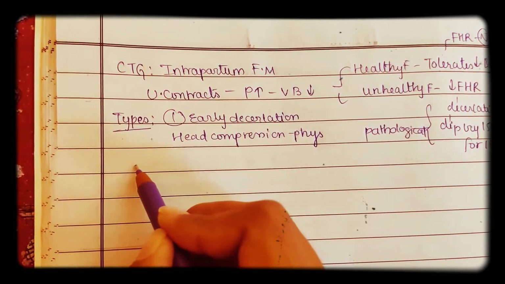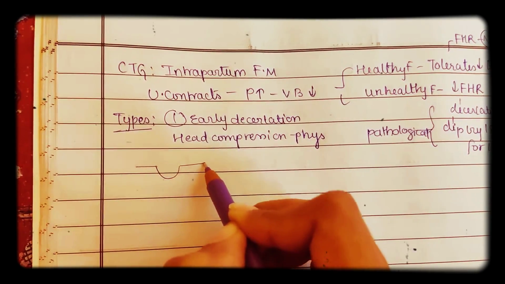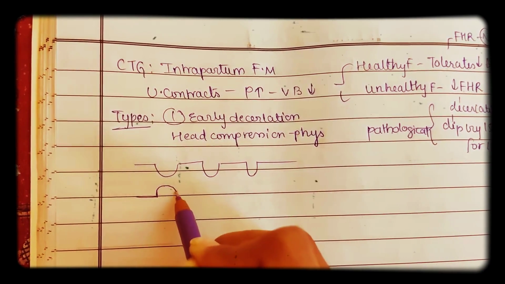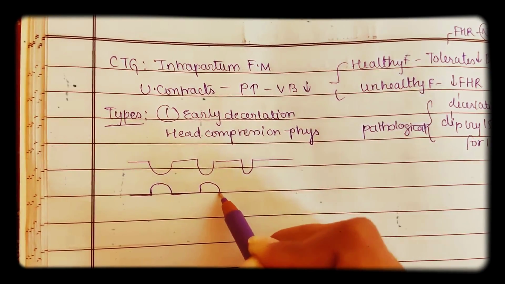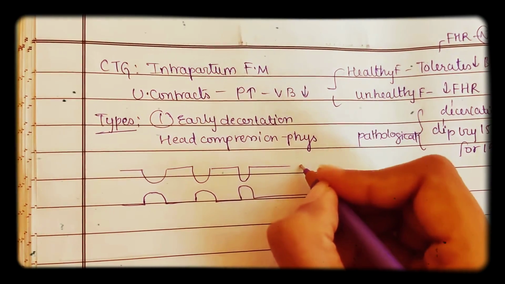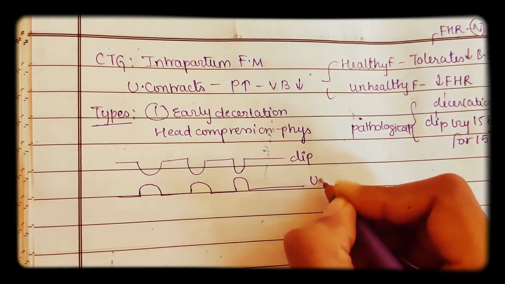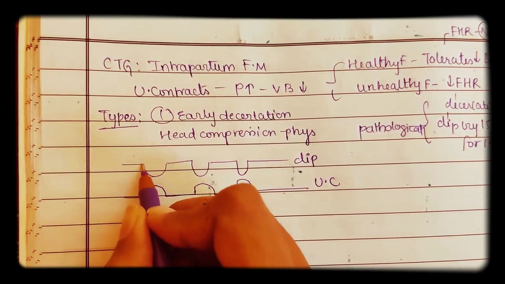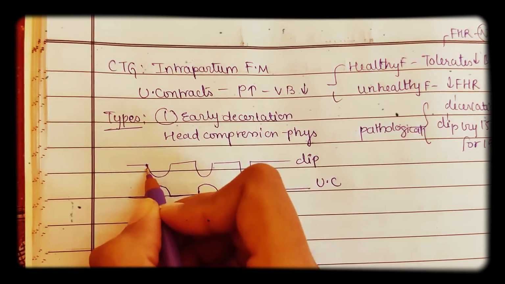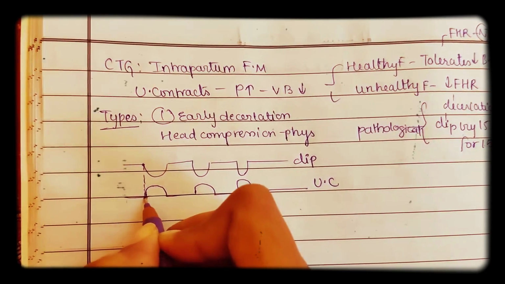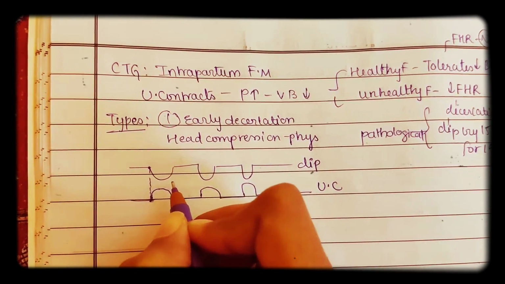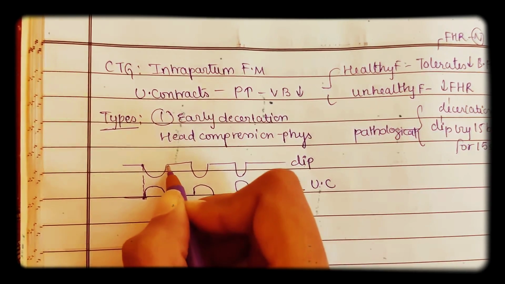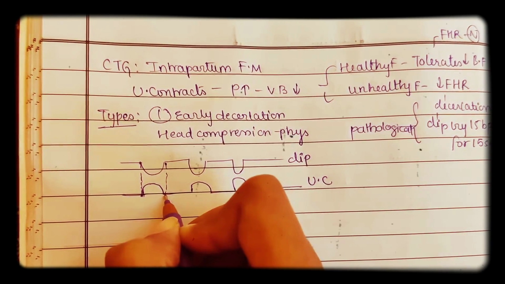So for example, you see this is the dip here, and this is the uterine contraction. So this is a dip, this is uterine contraction. You can see here, this is the onset of dip. Onset of dip should coincide with the onset of uterine contraction. Next, the end of the dip in the fetal heart rate should end along with the uterine contraction. You can see the end is also almost similar, right?